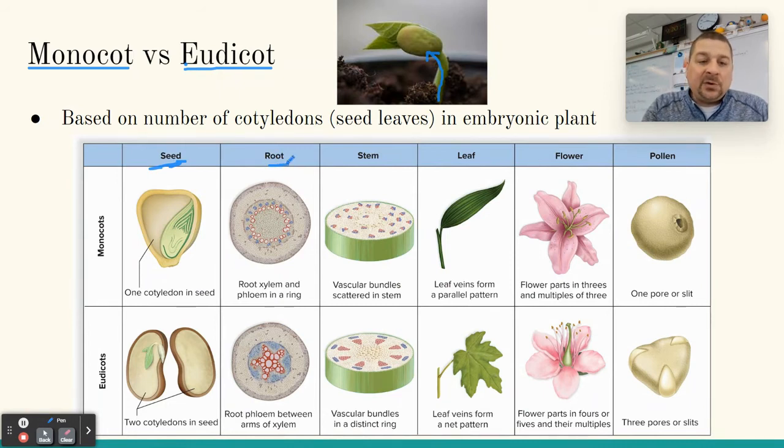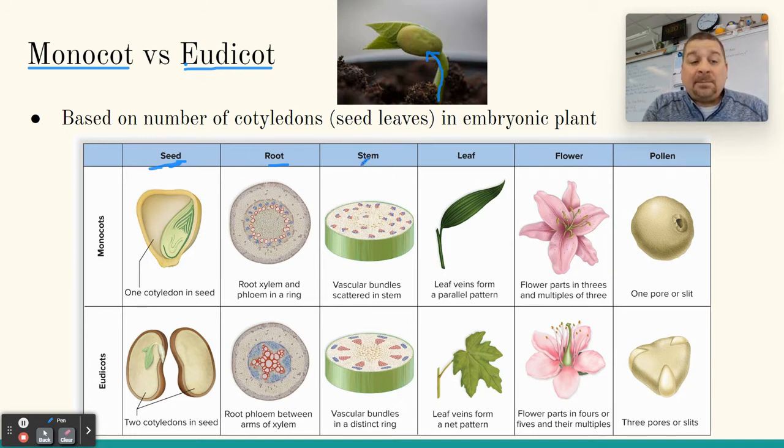For example, in the root system of a monocot, the xylem and phloem are in a ring pattern in the root. Whereas in a dicot, there's a star pattern where the xylem, what you see in red, form the star, and between the branches of the star would be the phloem out here.